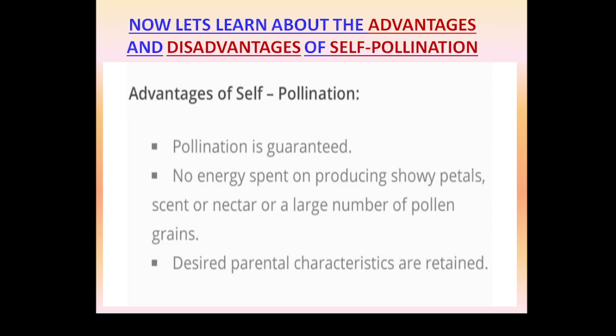Because they are not producing any showy petals, no nectar, no fragrance. Then a large number of pollen grains need not be produced. Desired parental characters are retained. If you want the yellow hibiscus, it will give you the yellow hibiscus. If you want the golden marigold, it will give that. Like this. These are some examples.